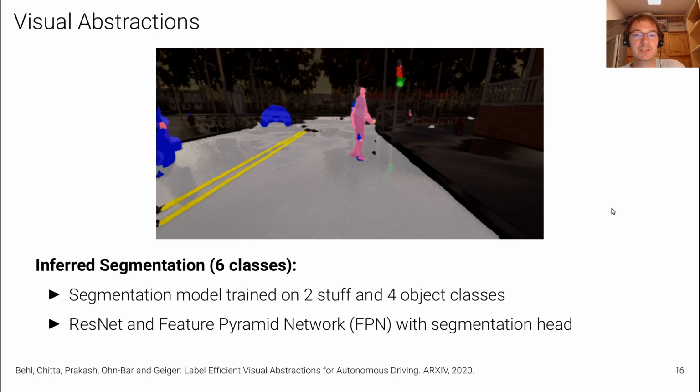Then we consider the same network for inferring only 6 classes. So the network can spend more capacity on these 6 classes that we deem more relevant for the driving task. But again, you can see that the output, of course, has some noise compared to the ground truth.